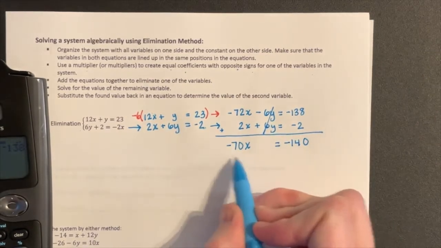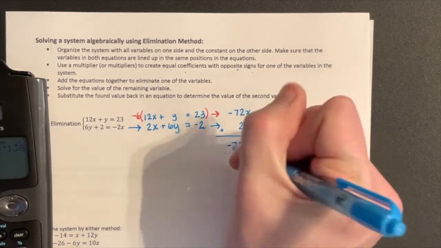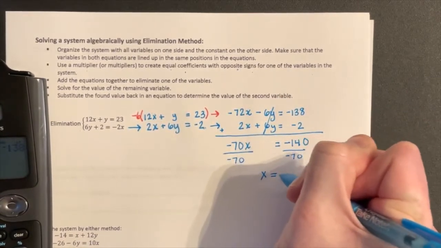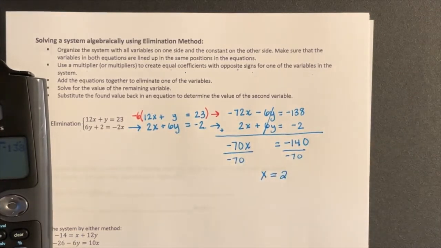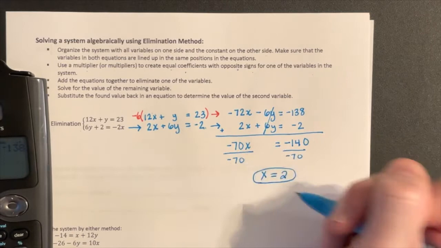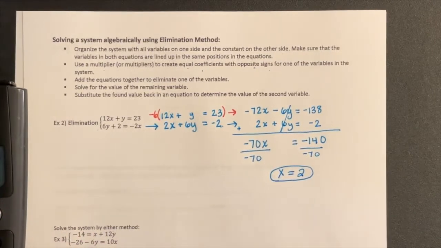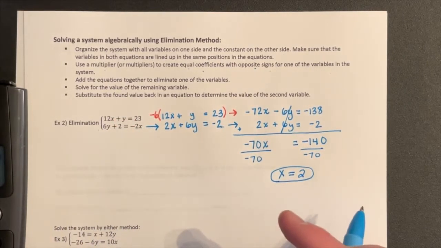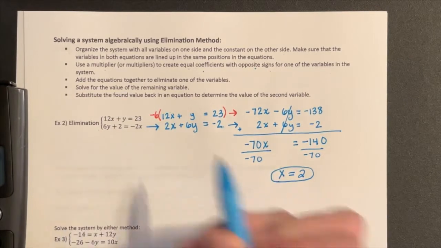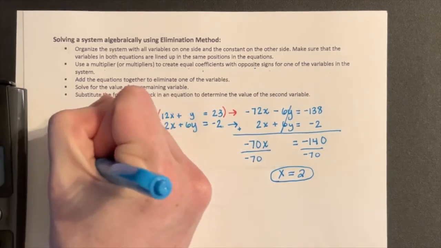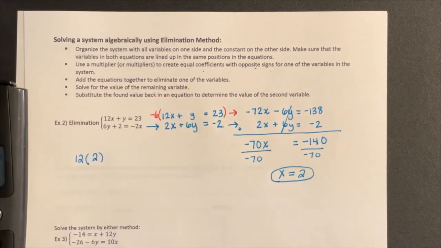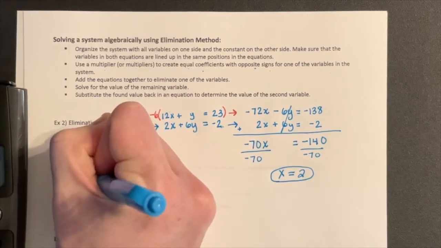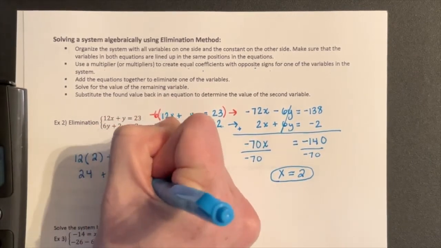Now we have an equation with just one variable. We solve for x by dividing by negative 70. So x equals positive 2. Now we know what one of the variables is. If we take that x and plug it back in, I can plug it into any of the equations that we had. So let's plug it back into this 12x plus y equals 23. So 12 times x, which is 2, plus y equals 23. Make that 24 plus y equals 23.